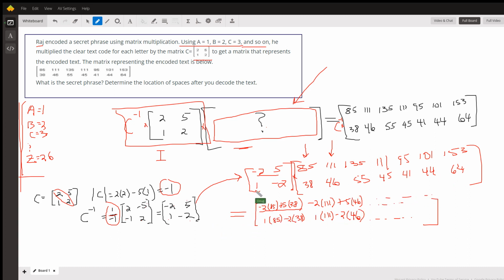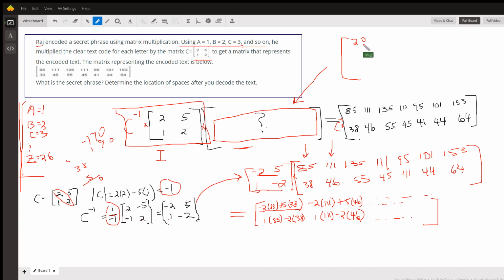And then to get row 2, we take row 2 of this matrix times column 1 of this matrix: 1 times 85 minus 2 times 38. Okay, so you have to go through the tedious process of calculating each of these. Let's see. For this first element here, -2 times 85 is -170. 5 times 38 is, let's see, 190. So this element is actually a 20. So I'll put that up here. That first element is a 20.